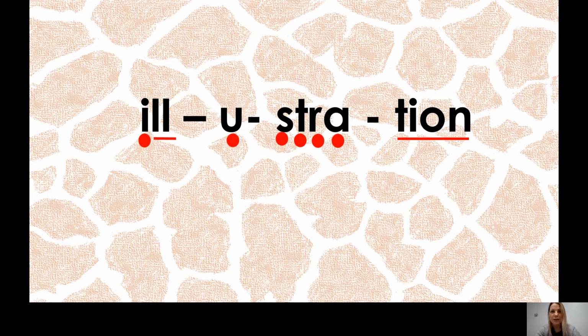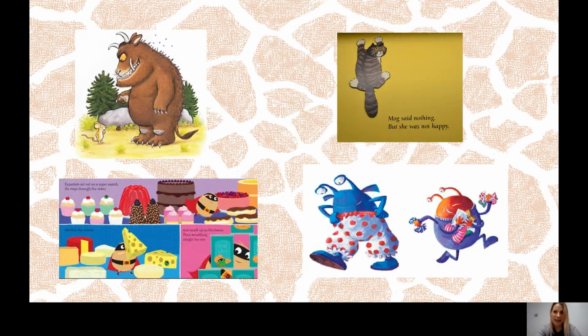Wow, well done. Illustration. But what does illustration mean? If you think you know, you can pause the video now to share your ideas with your helper. If you're not sure, that's okay. Keep watching. An illustration is a picture that is found in a storybook. An illustration might tell us more information about what's happening in the story.